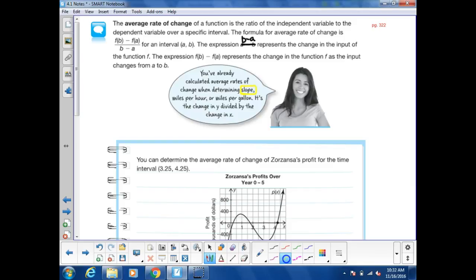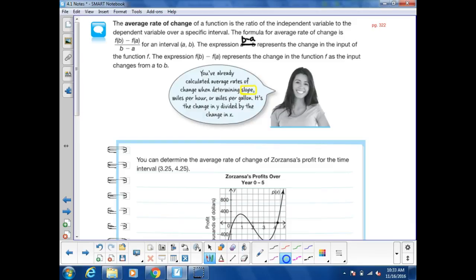Okay? So you've already calculated average rates of change when determining slopes. When you guys came to school today, some of you drove, right? And there's that little dial thing on your dashboard, some of you have a little digital readout, I'm sure, but that dial went up and down like this, right? Or actually for you guys it went like this.